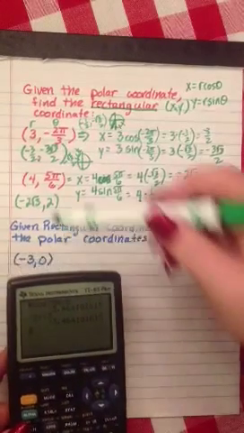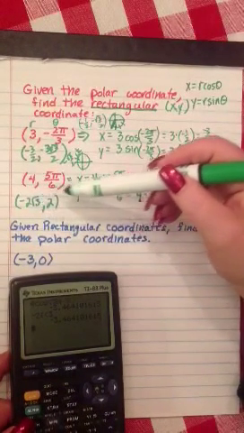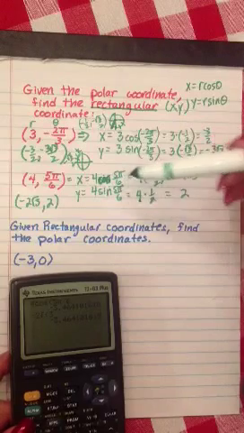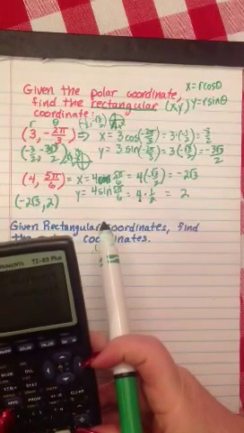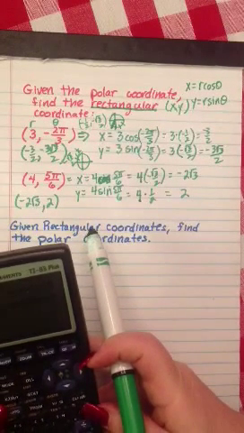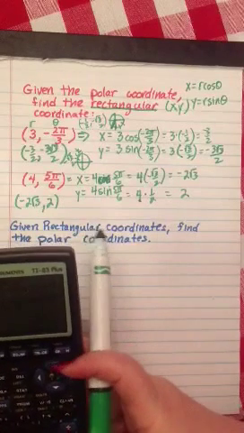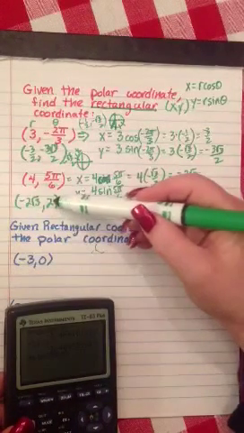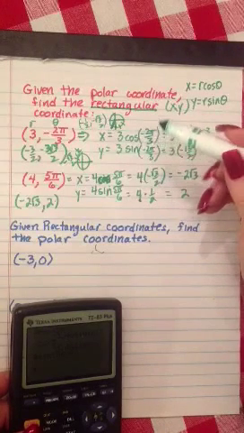Oh yay, negative 3.46. So we would recognize that's the same thing. And then 4 times sine of 5 pi over 6. 4 times the sine of 5 pi divided by 6. And I get 2, just like we got 2 here. So you can do it on your calculator.